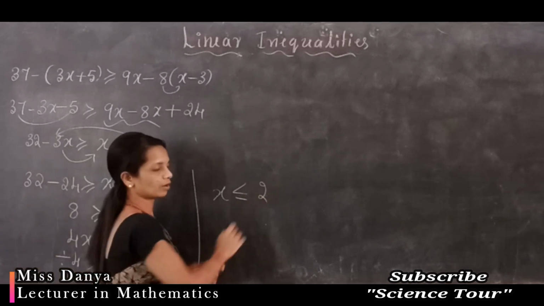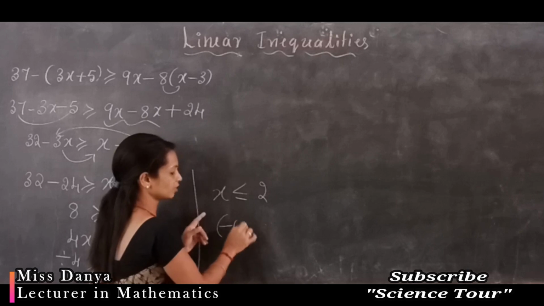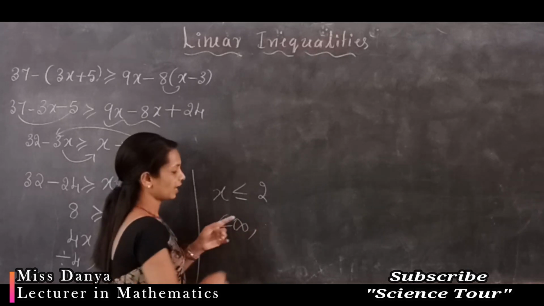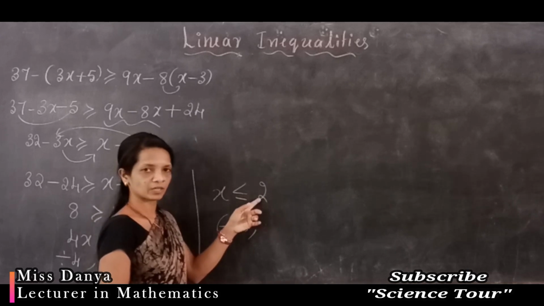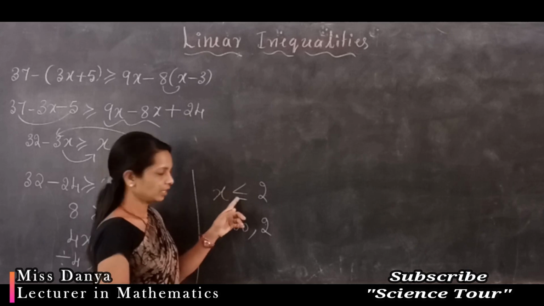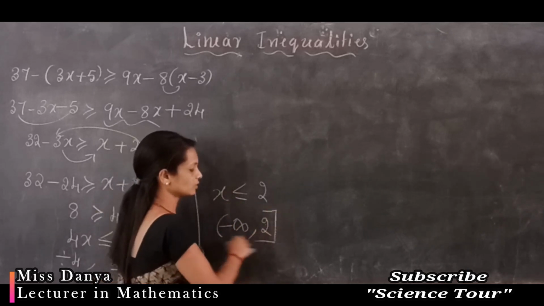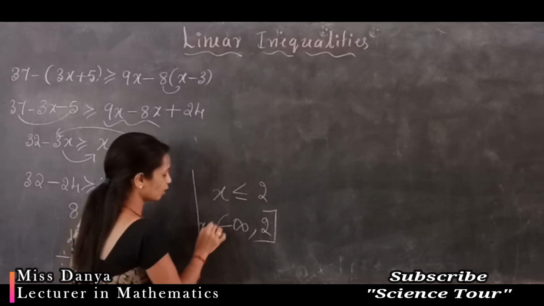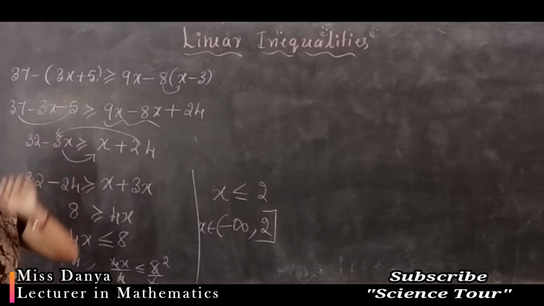If you got less than or equal to, or less than, always in the interval the first number is minus infinity, and the second number is the number you got at the end of the simplification, that you have to write: 2. And since you got a slack inequality symbol here, you have to use a closed bracket. So x belongs to this interval. This interval will be the solution of this inequality.